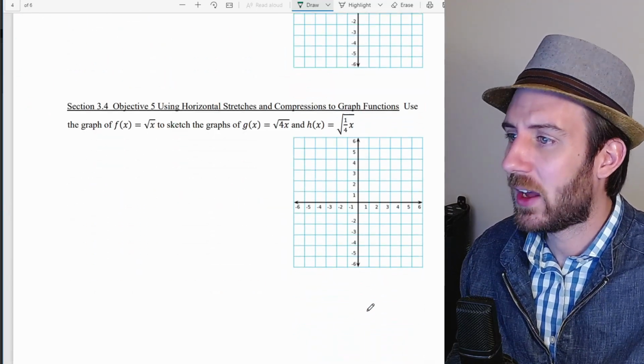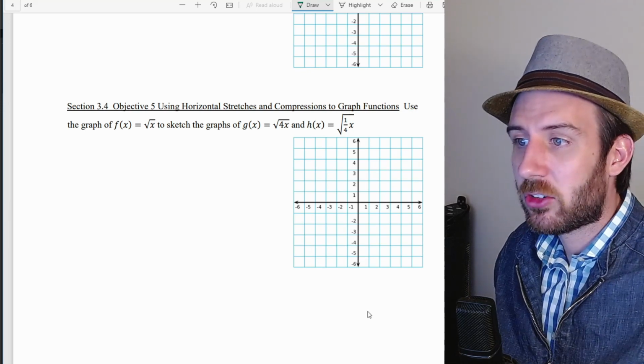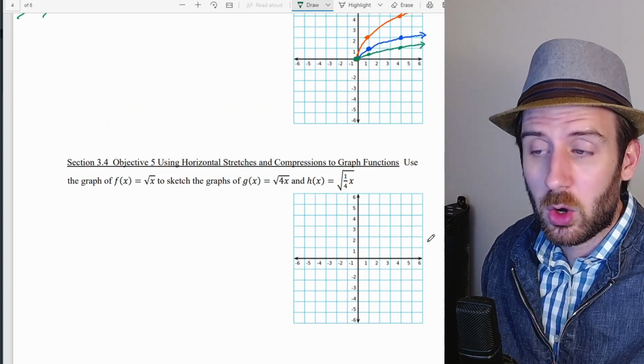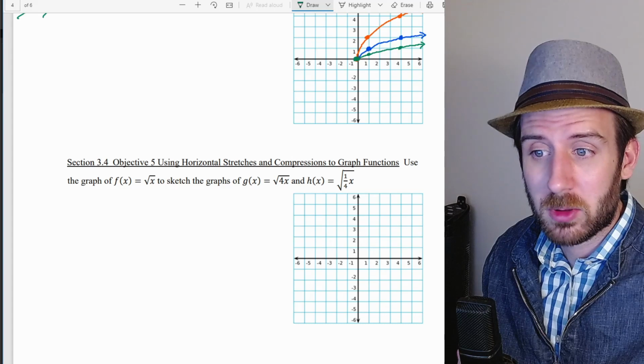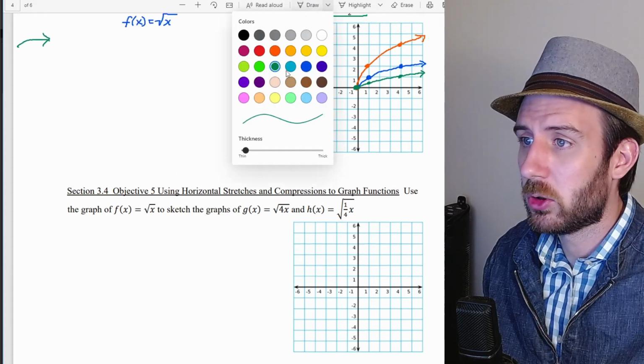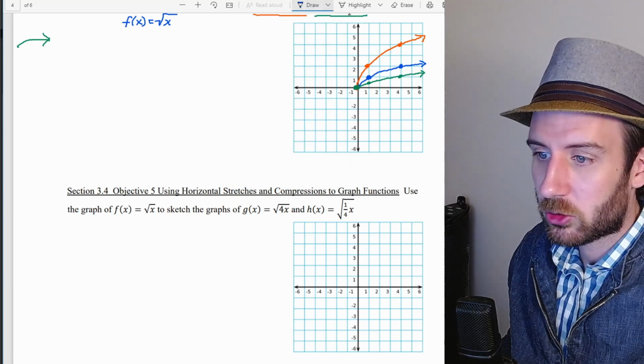So now let's use the graph of f of x equals square root of x again to sketch what happens if I multiply by 4 before taking the square root, or if I multiply by 1/4 before taking the square root. Okay, so let's see what parallels we get here. I'm going to first start with blue again. So this is going to be, again, the parent function, that starting place, the square root of x graph.